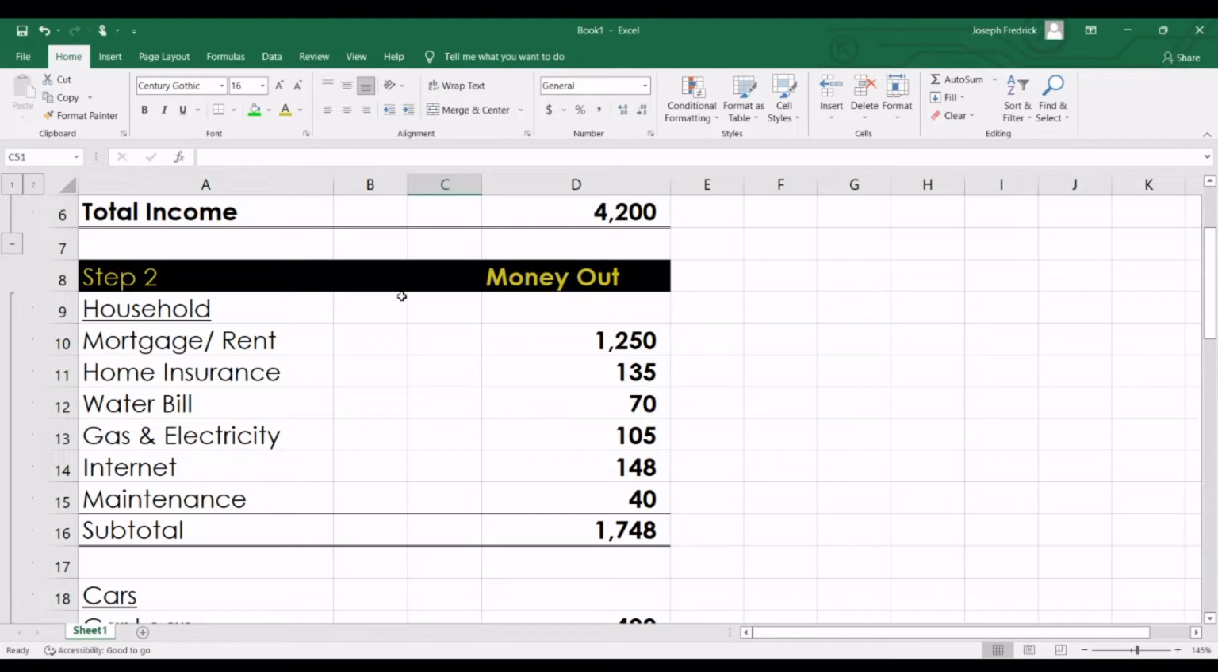So go through your bank statement, find your rent amount, renter's insurance or homeowner's insurance, utilities like your water bill, your gas and electricity. Add all that in, internet, maintenance on your home. If you have small repairs, some kind of variable expenses like that, you can do an average over 3 or 4 months to get an idea of what you're spending.